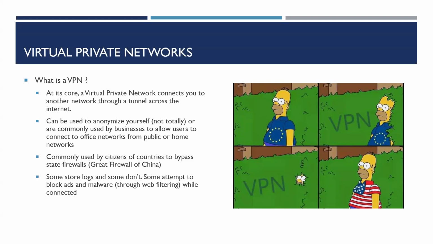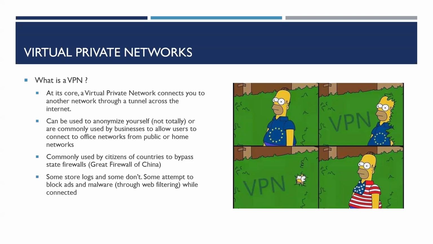It's also used by citizens of countries like China to get past state firewalls. I think it's used in Pakistan and Iran and some other countries too, because the country blocks certain things at the firewall, so they can't get Facebook in China, so they have to use something like a VPN to get to that. And then the VPN makes it look like they're in America or something, and now they have access to Facebook.